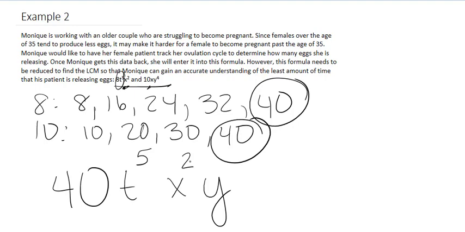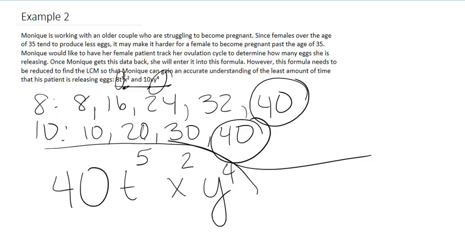Then for Y, we have Y to the fourth. So we'll put the 4 right there. So our answer is now 40, T to the fifth, X to the second power, and Y to the fourth power. So this is our solution.